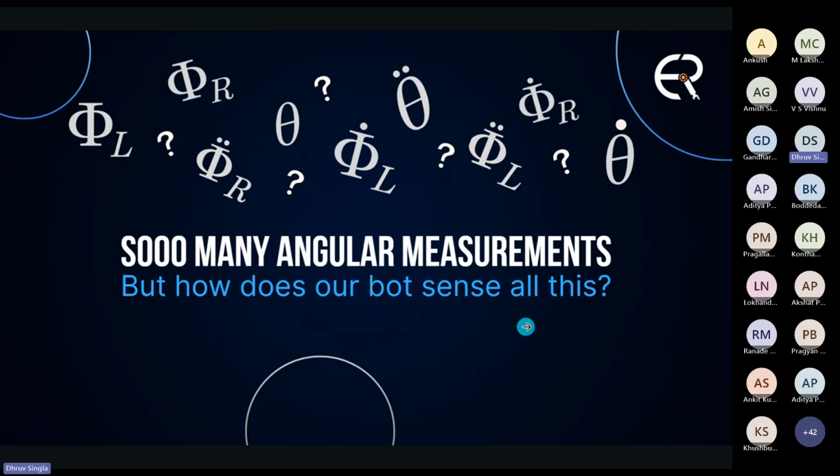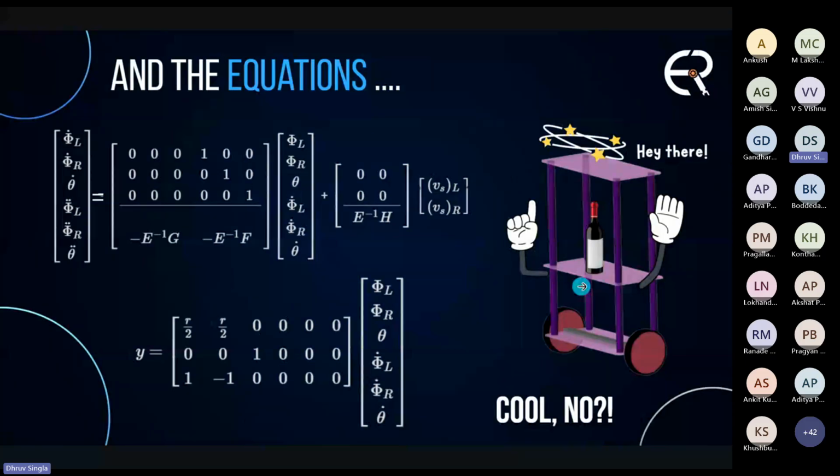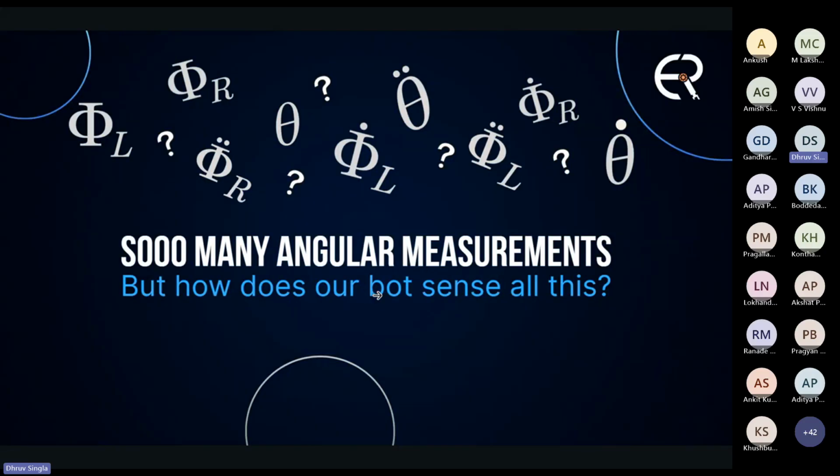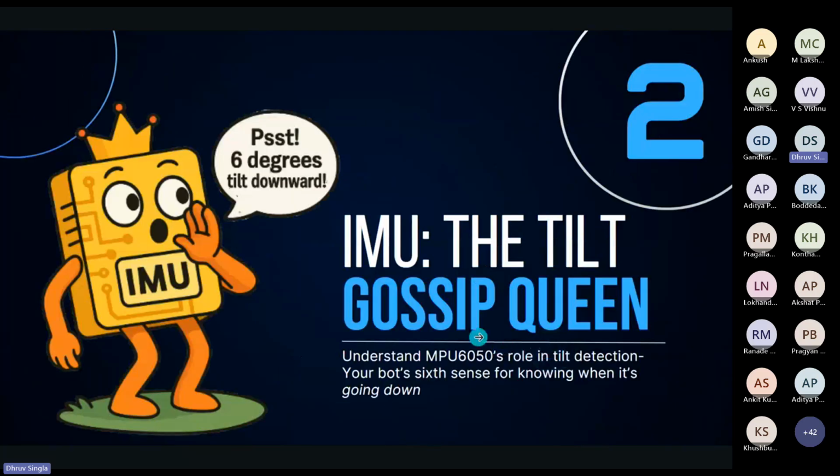Well, okay. So one thing clicked my mind while I was discussing all this. We have so many angles like theta, theta dot, phi L, phi R, phi dot L, phi dot R. So how does our bot sense all these measurements? How does our bot get to know about all these angular measurements so quickly, so fast? For that, what our bot has is what we call an IMU.